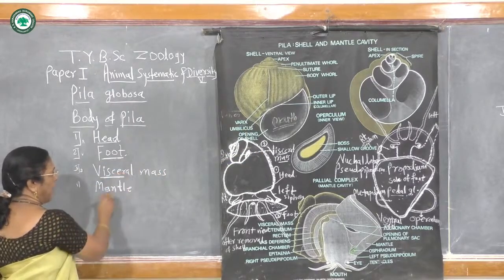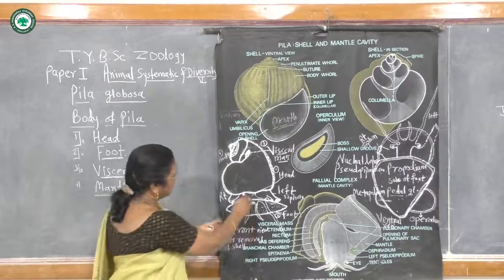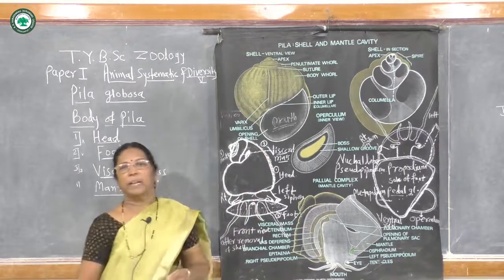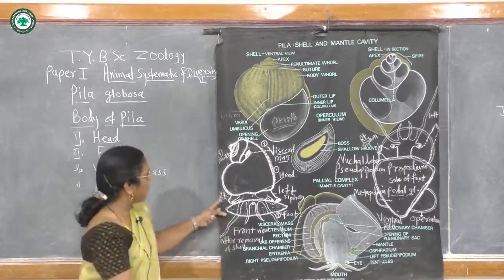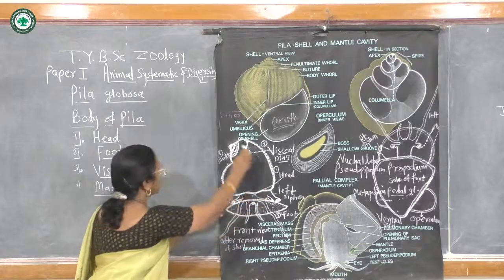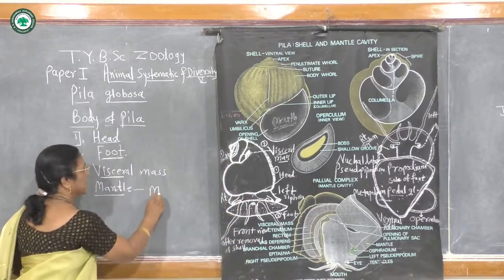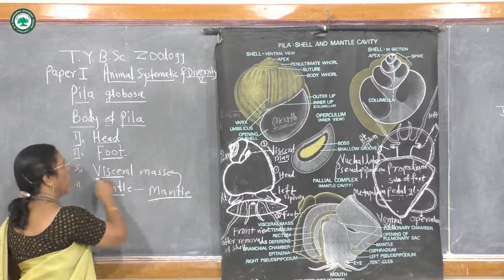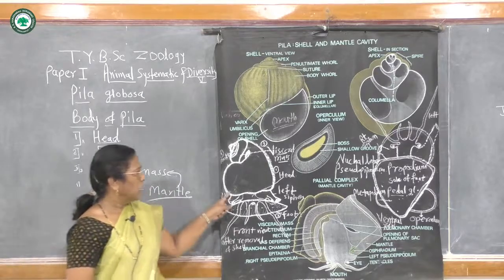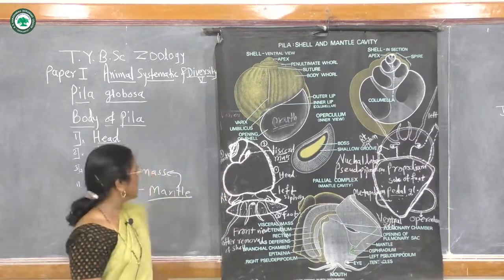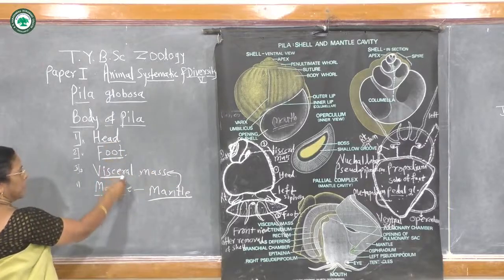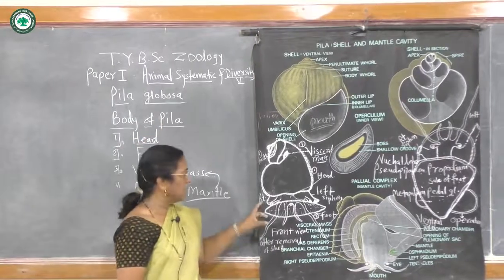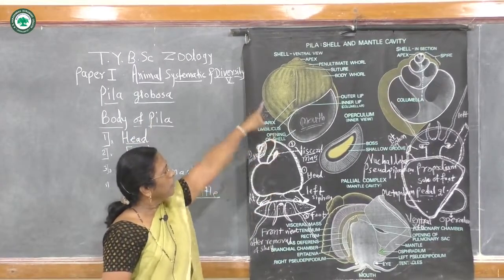Then this visceral mass is covered with a delicate, muscular membrane, which is highly pigmented and vascular. It is called the mantle. Mantle means the soft body part which gives covering to all the visceral organs. This is the head, foot, visceral mass and mantle. These are the main body parts which you can see here after removal of the shell.